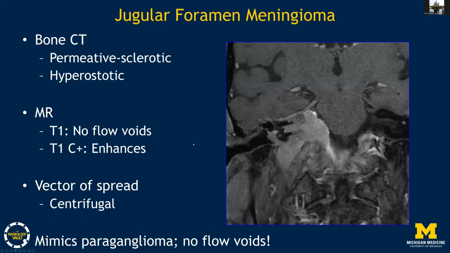Moving on to the meningiomas of the jugular foramen. These have what's called a permeative sclerotic appearance on CT because they create hyperostosis in the bone. They will enhance as the other lesions, but an important distinction is that they do not have flow voids. That helps distinguish them from paragangliomas. The vector of spread here is what we call centrifugal. We have a lesion centered in the jugular foramen, but it can go up, it can go down, it can go medial, it can go lateral, it's going to go forward, it's going to go backwards, it's going to go every which way it can. Like all meningiomas, they can grow wherever they want.